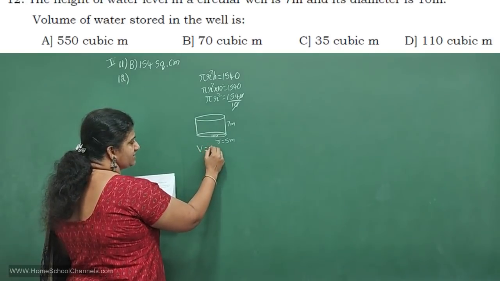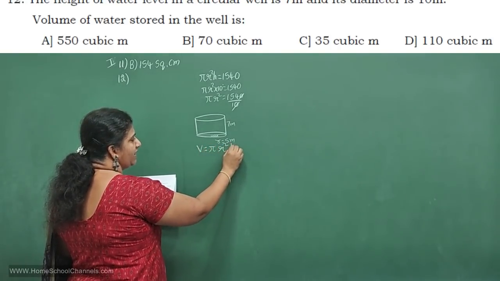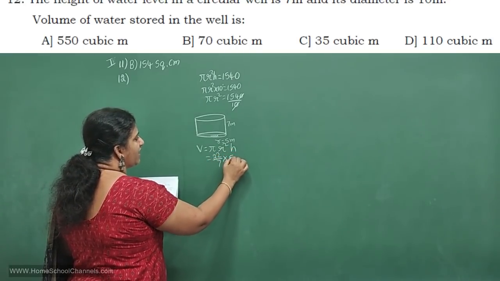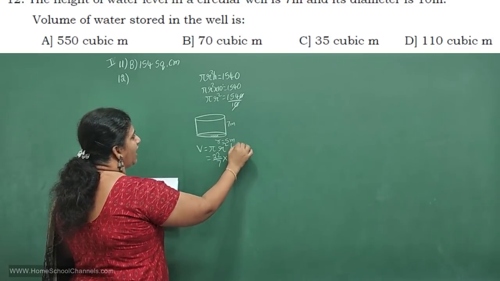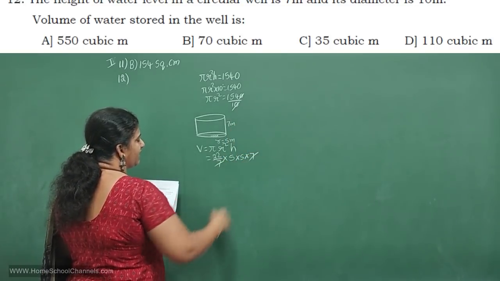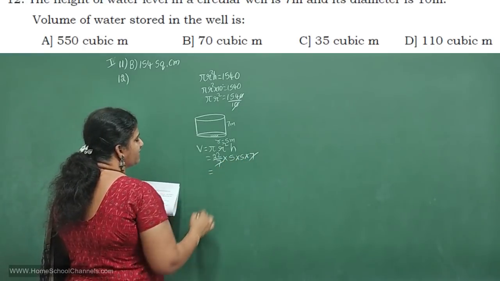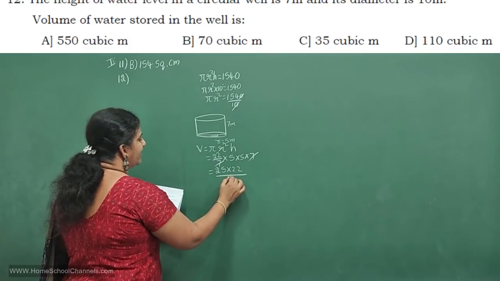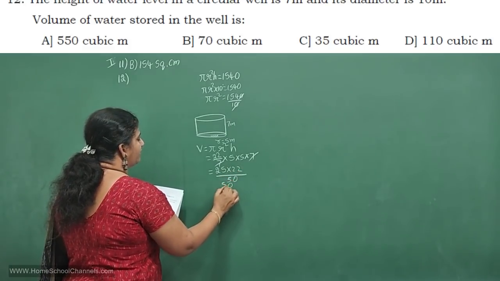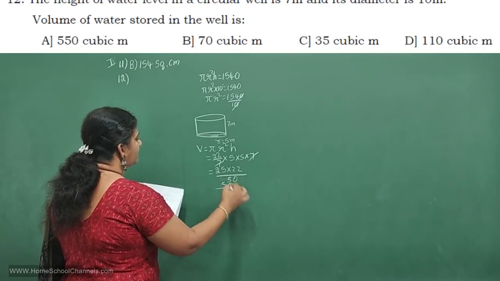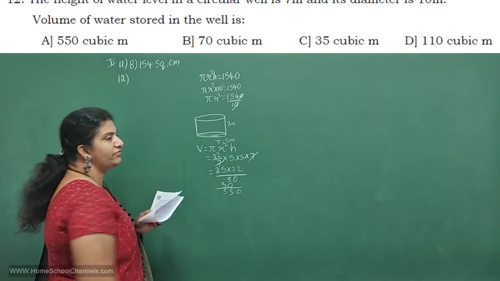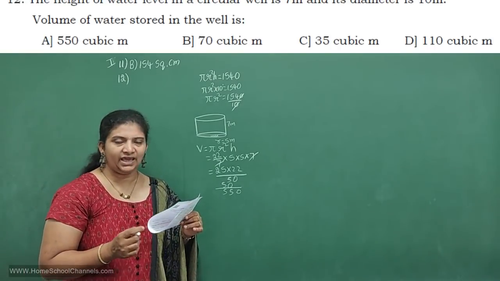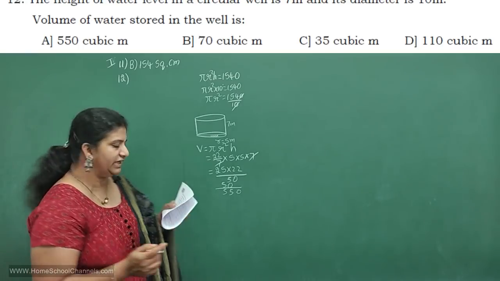Volume formula: V is equal to pi r square h. Pi value is 22 by 7. r value is 5 into 5, into height. Height is 7, 7 cancel. And that will be 5 5s are 25. 25 into 22, multiply. 2 25s are 50. Again 2 25s are 50. That will be 550 cubic meters. Check which option is right. Option A, 550 cubic meters.